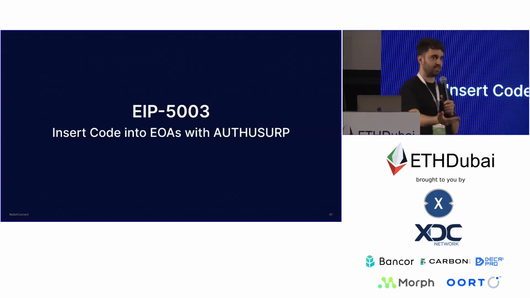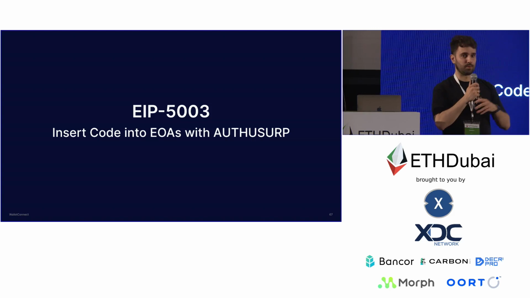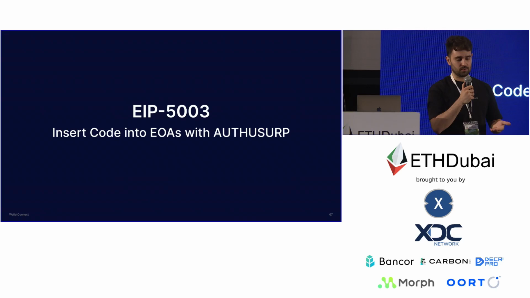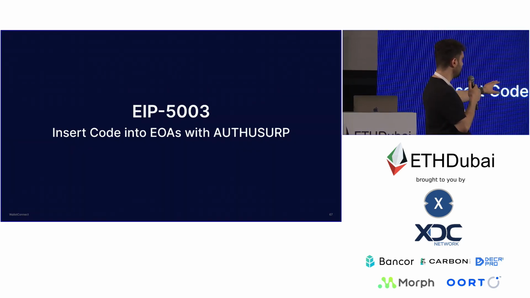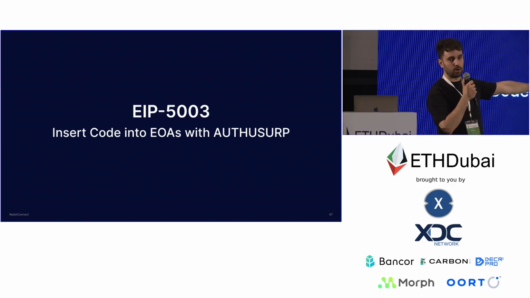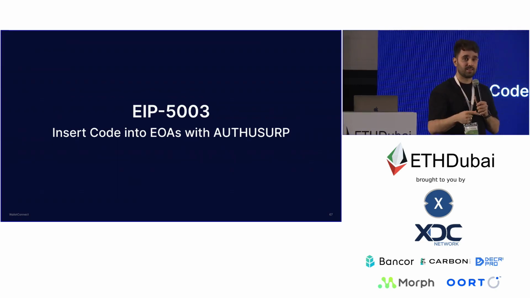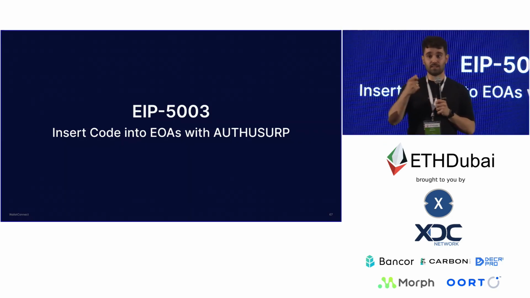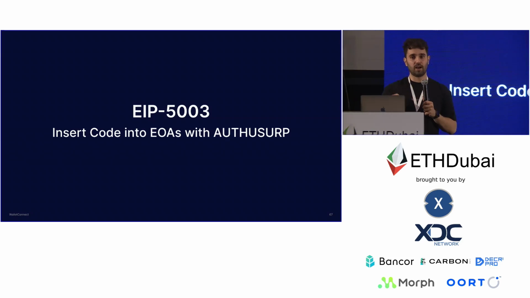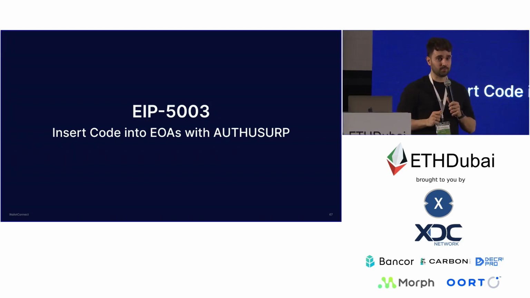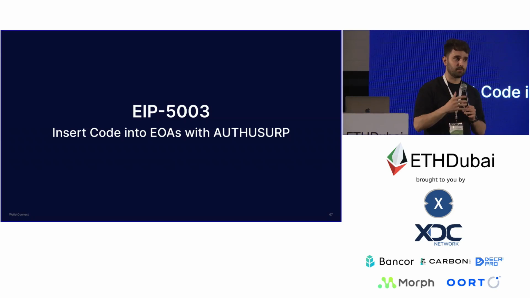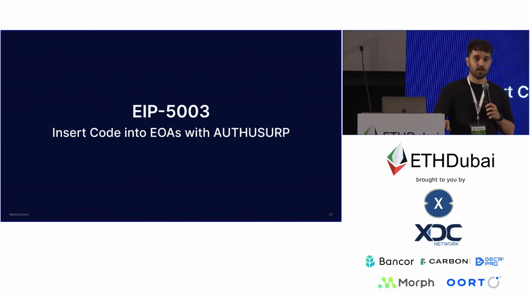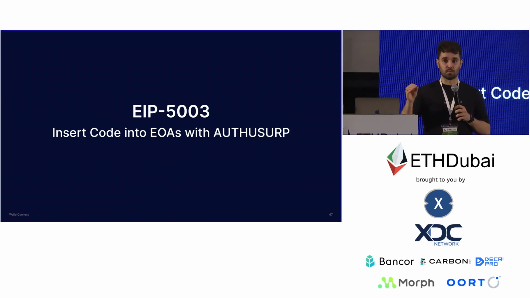But I think we need to take a step further, and I would like to propose that all core devs also include not just 3074, but EIP 5003, which says insert code into external accounts with this new opcode, AUTHUSURP. So that means that now not only do we move away from external accounts into smart accounts, but we actually give people today who have external accounts the ability to upgrade their accounts into smart accounts, which is a big deal because a lot of these companies are building a lot of great smart account infrastructure, but they always tell you to deploy a new smart contract.